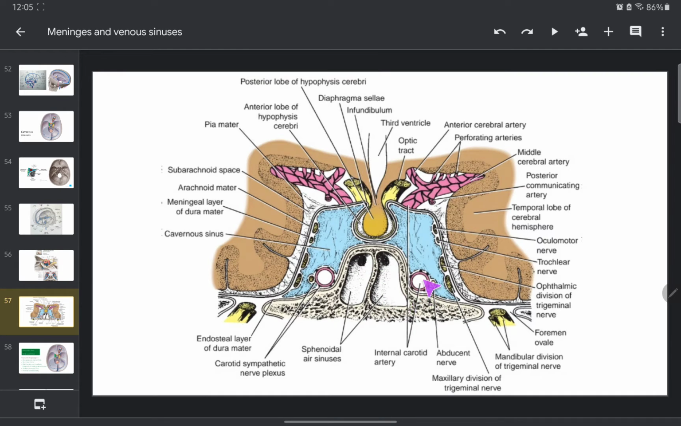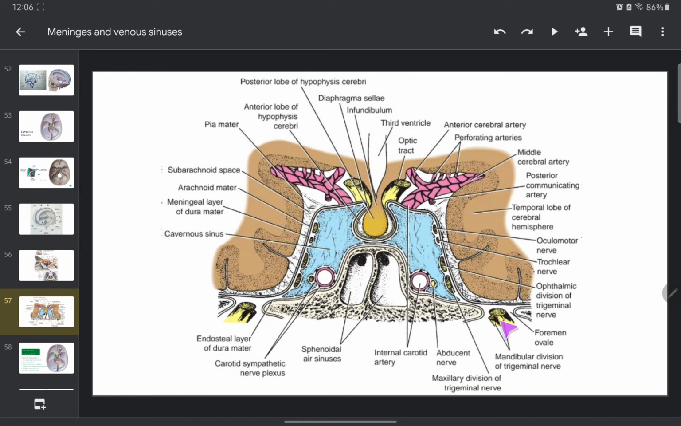Now what are the structures that pass through the cavernous sinus? First one is the internal carotid artery with those small black dots, which are the sympathetic sheath of this artery, which controls its diameter. We also have, just adjacent to this one, the abducent nerve, which is cranial nerve number 6. And we also have a bunch of nerves that run on this side, namely the oculomotor or third cranial nerve, the fourth cranial nerve or trochlear nerve, the ophthalmic, and the maxillary divisions of the trigeminal nerve or cranial nerve 5.